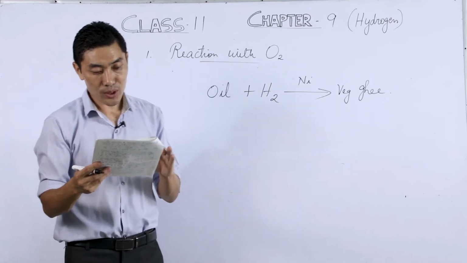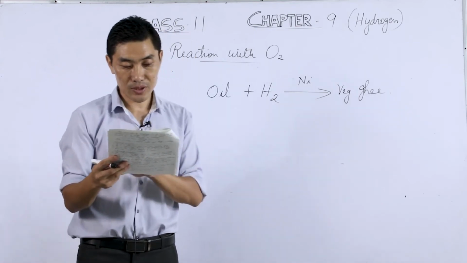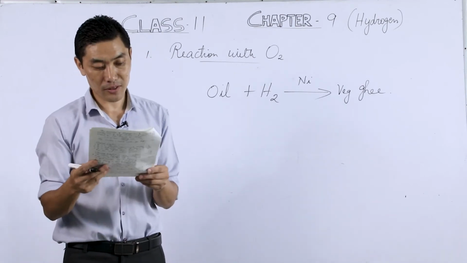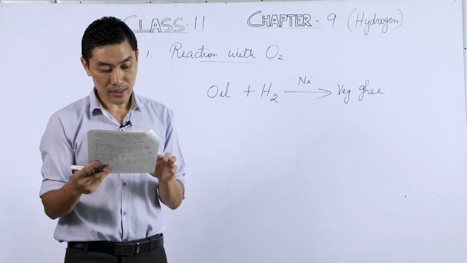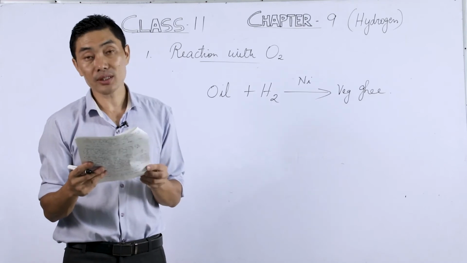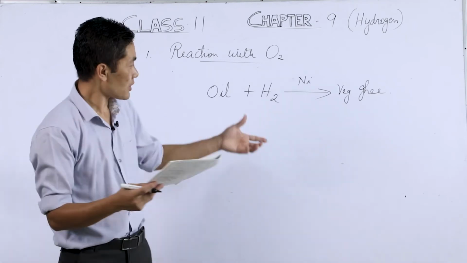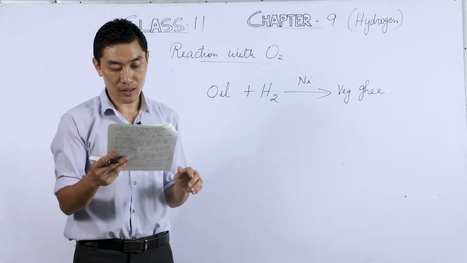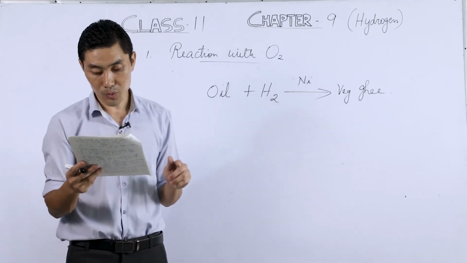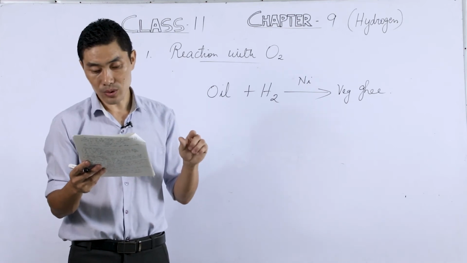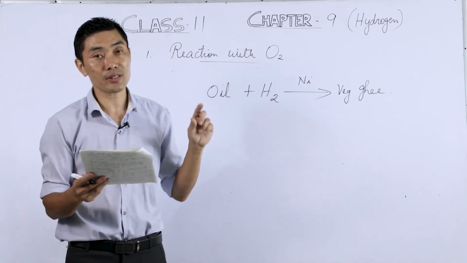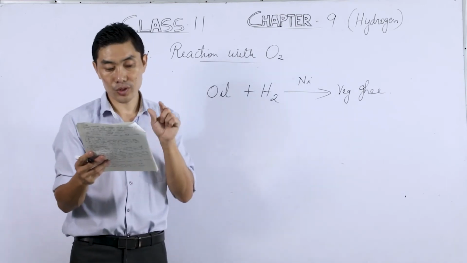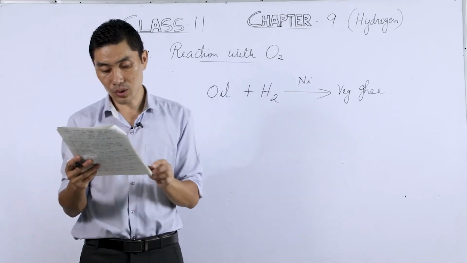Now, some uses of hydrogen. There are so many uses of hydrogen. Let us see some of them. One, it is used for hydrogenation of vegetable oils, just as we have seen here. Then the second one is for manufacture of methanol and ammonia. Methanol is an alcohol, and ammonia and methanol are very important chemical compounds. And hydrogen is used for production of these two compounds.